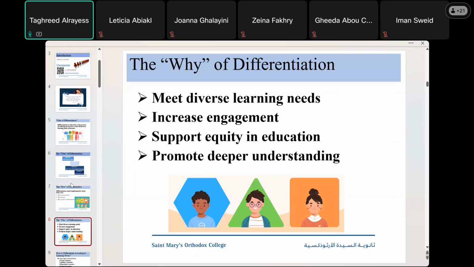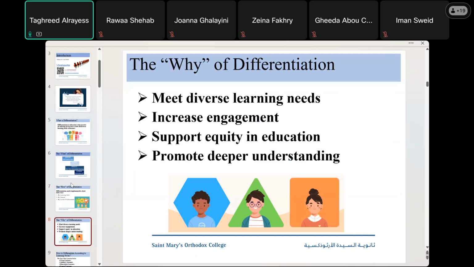In order for us to have successful differentiation attempts in our classroom, we must also be aware of why we are differentiating in the first place. We differentiate for many different reasons in our classroom. One, meeting the diverse learning needs. As we all know, in our classroom, some students may need more support than others.